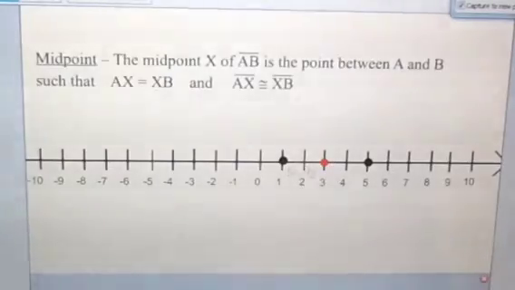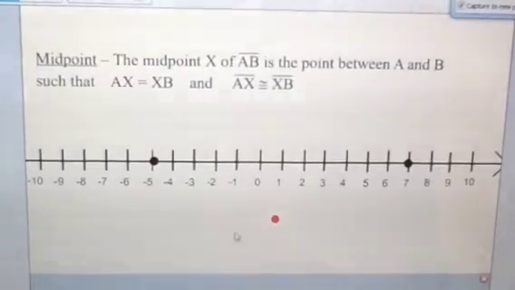Notice this length here is 2, this length here is 2, 2 equals 2, so we've satisfied that. And these two segments are congruent, same shape and size. Now what if I move this? Let's make it -5 and 7. Now, it's not quite so easy to just visually see the midpoint, but I think intuitively we can figure this out. I'm just going to give you a second here.